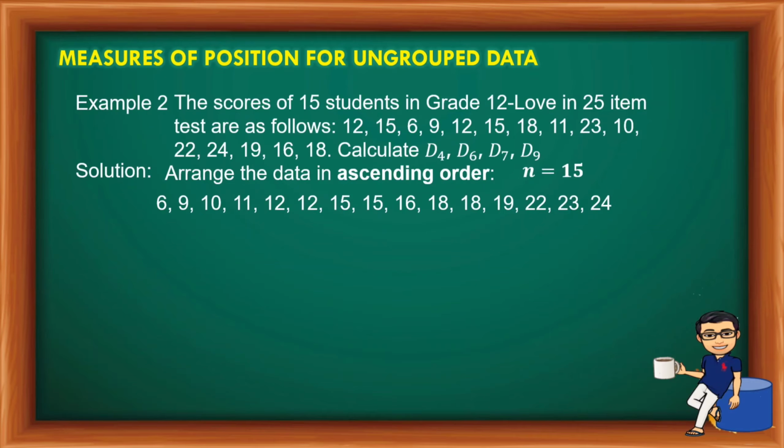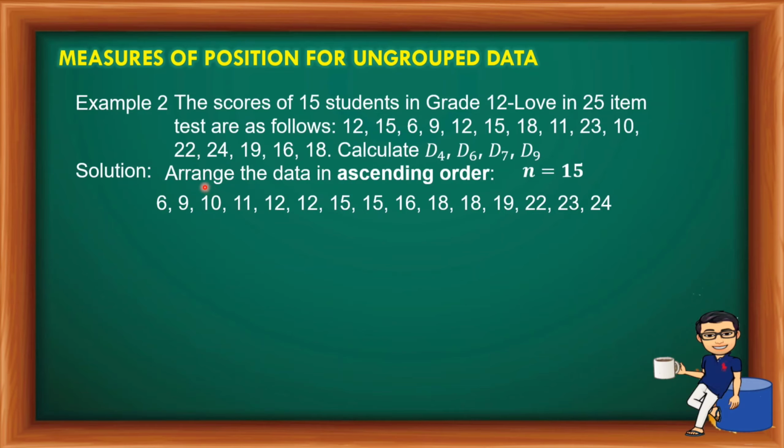Example number 2. The scores of 15 students in grade 12 law in a 25 item test are as follows: 12, 15, 6, 9, 12, 15, 18, 11, 23, 10, 22, 24, 19, 16, 18. Calculate the decile 4, decile 6, decile 7, and decile 9. So solving for this, let us try to work that one at a time.